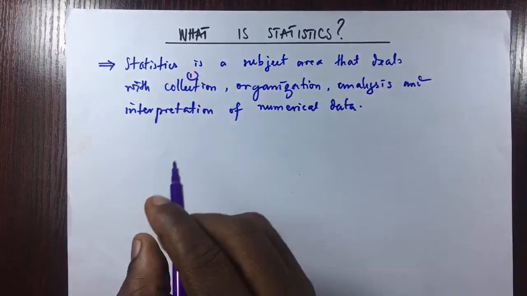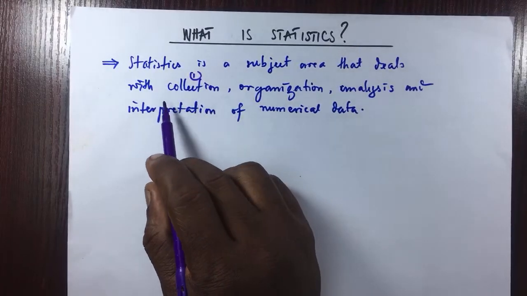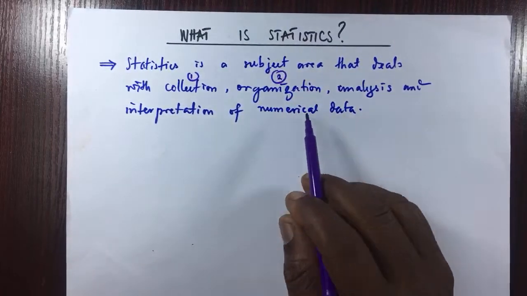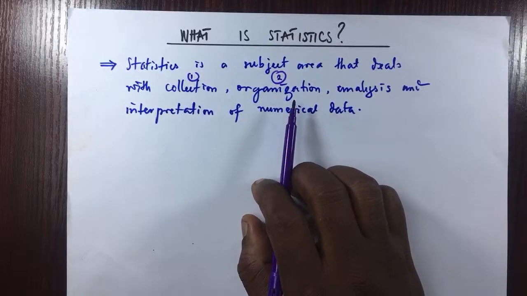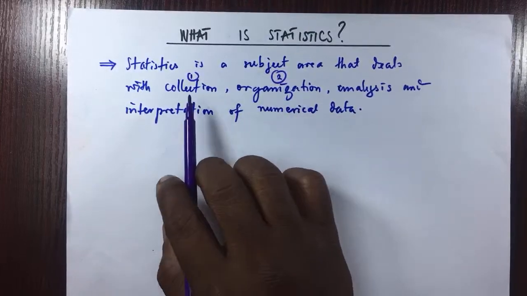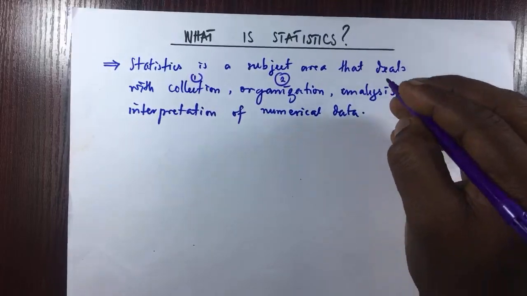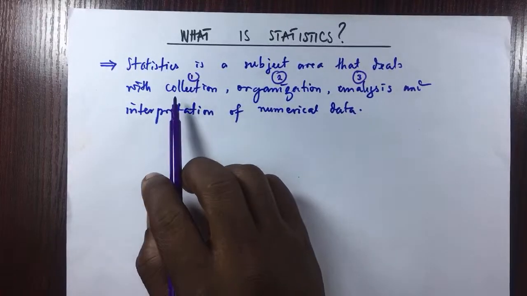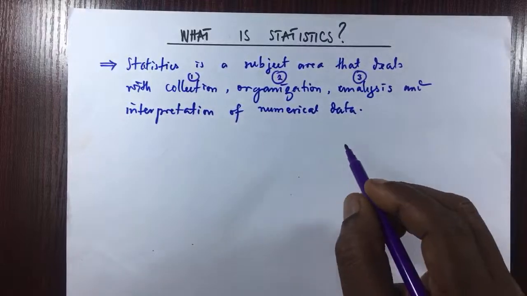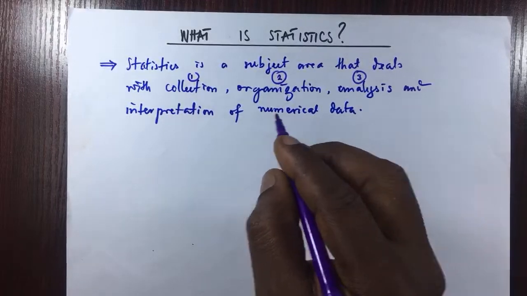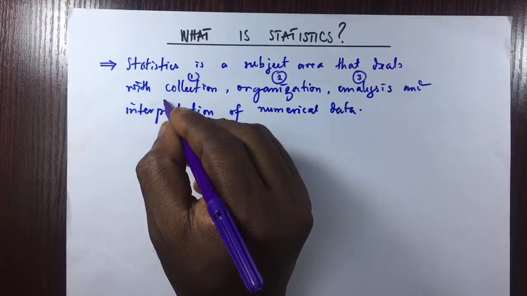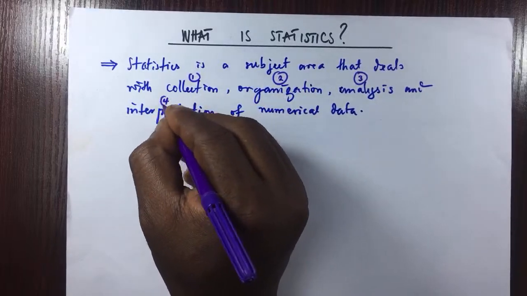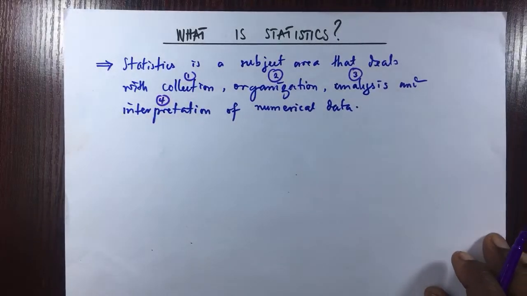Number one, in this subject area called statistics, we collect numerical data. Number two, we organize numerical data that has been collected. Number three, we analyze numerical data that has been collected and organized. And lastly, we interpret the analysis from numerical data that were collected and organized. So these are the four things we do in statistics.